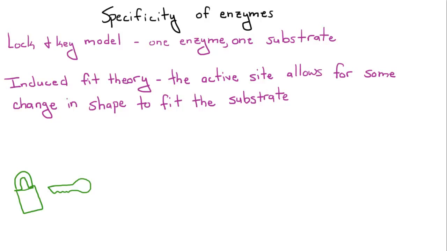The induced fit theory states that the active site allows for some change in shape to fit the substrate. So, say the substrate has a slightly different shape than what the enzyme is used to. It's kind of like a lockpick. It takes a minute, but you can pick a lock as long as you have something that looks kind of like the key that you're using.